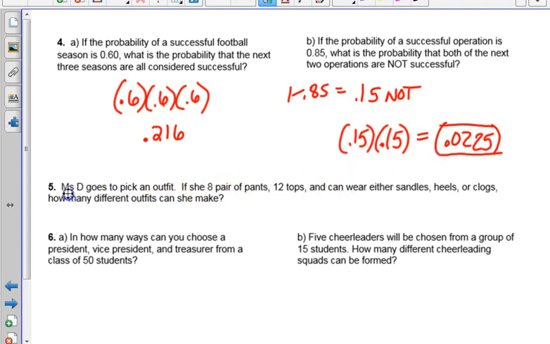Okay. Ms. D goes to pick out an outfit. She has 8 pair of pants, 12 tops, and can wear sandals, heels, or clogs. How many different outfits can she make?